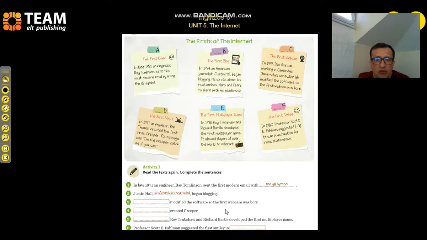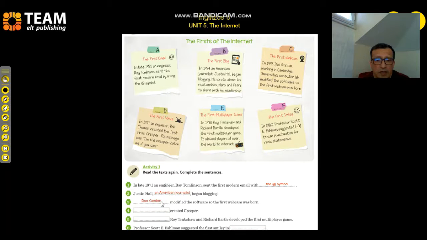Who modified the software so the first webcam was born? Dan Gordon. Here, Dan Gordon was the first person who modified the software so the first webcam was born after that. Okay, so the answer is Dan Gordon.